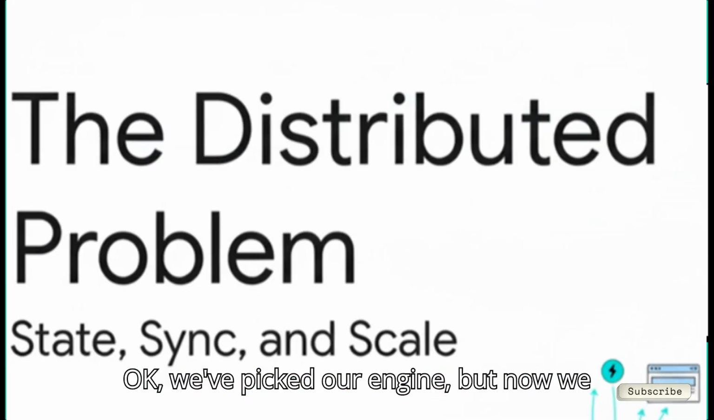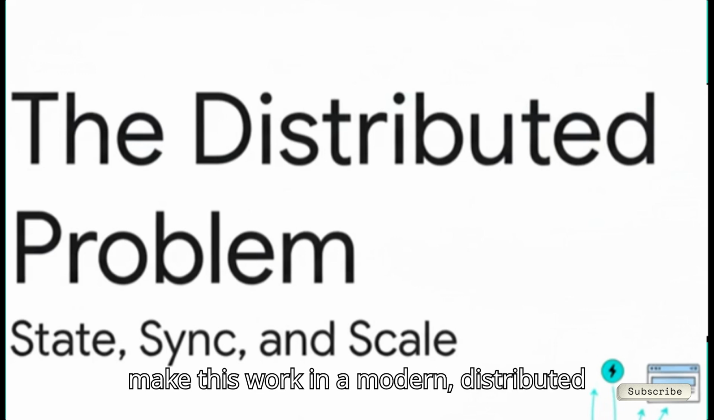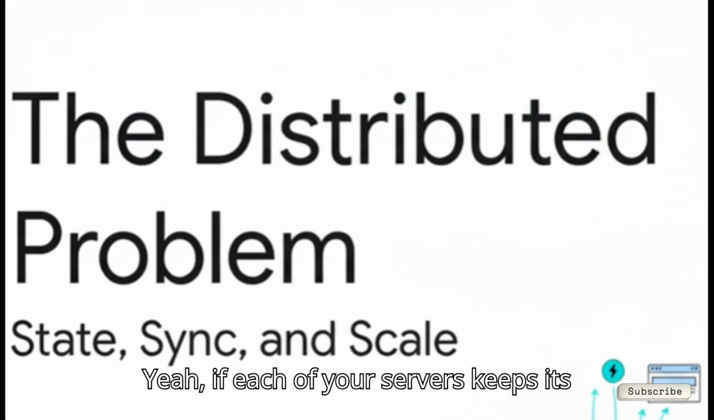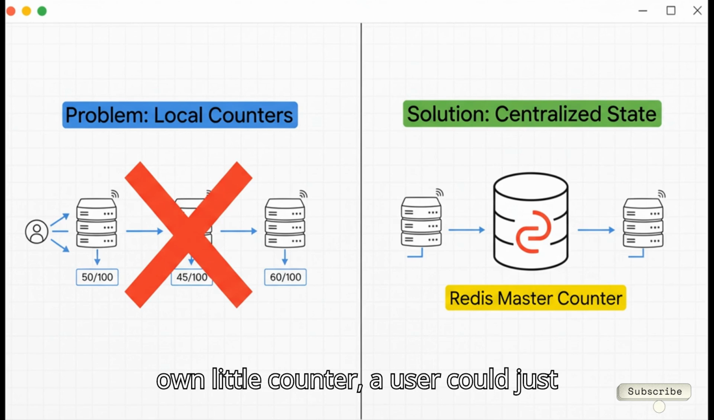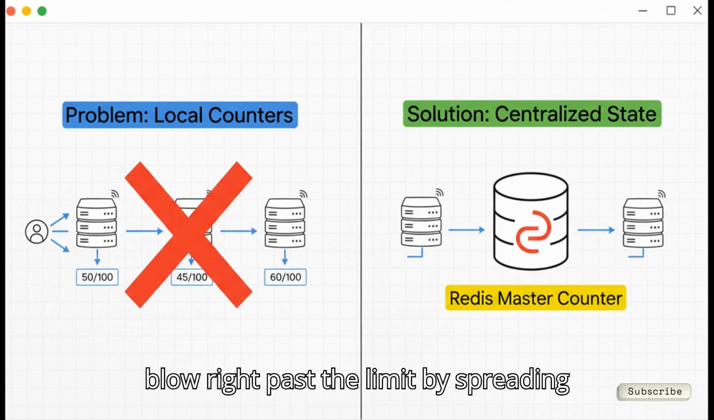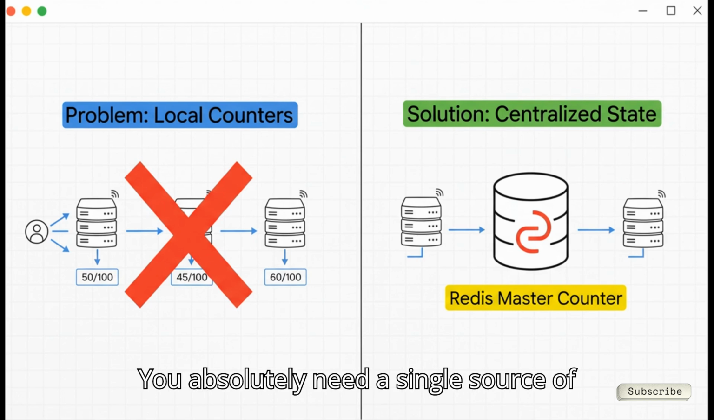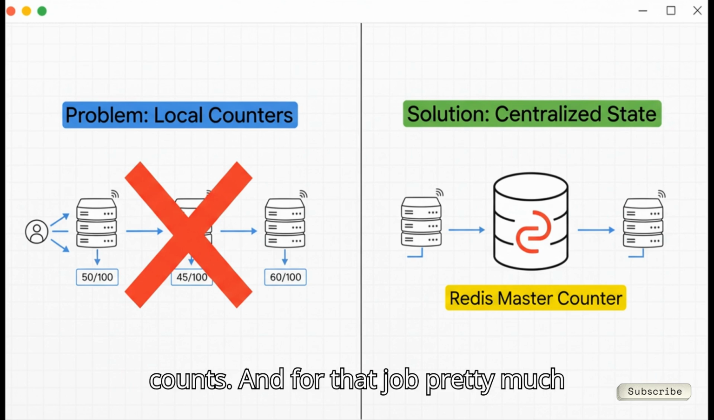Okay, we've picked our engine, but now we face the next huge hurdle. How do you make this work in a modern, distributed world where your users' requests might be hitting hundreds of different servers? Yeah, if each of your servers keeps its own little counter, a user could just blow right past the limit by spreading their requests around. It's a non-starter. You absolutely need a single source of truth, a centralized place to keep all the counts. And for that job, pretty much everyone turns to Redis.